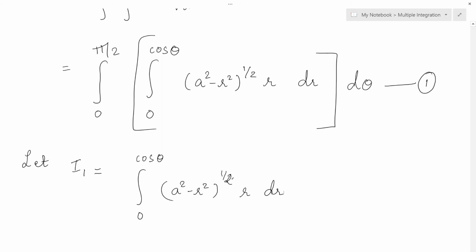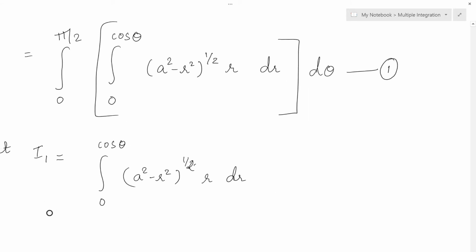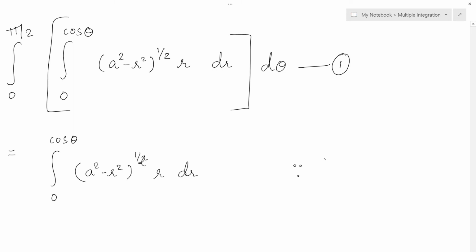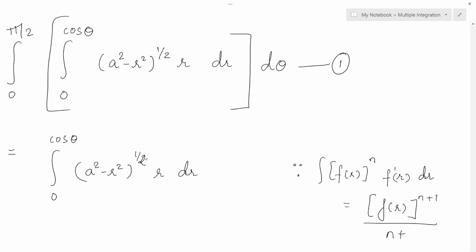So this is my integration with respect to r. We have a formula with us in integration. If you have a function and its derivative in the multiplication, then the answer is obtained by integrating this way, raised to n plus 1 upon n plus 1. Now for this case, a square minus r square, the derivative of minus r square, what is the derivative of minus r square? The derivative is minus 2r. So your r is there.